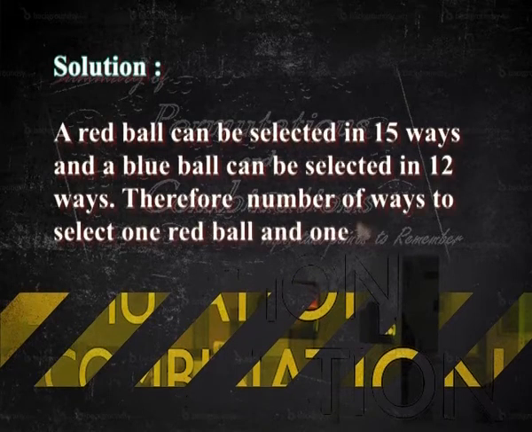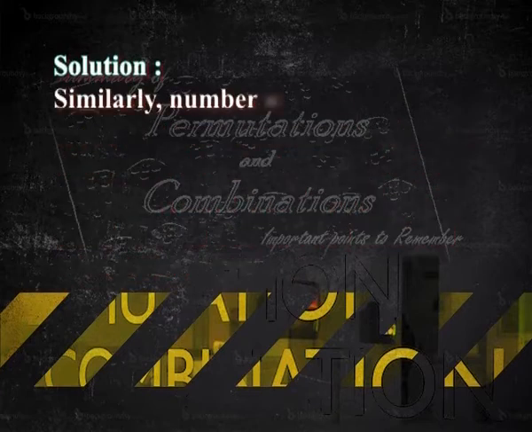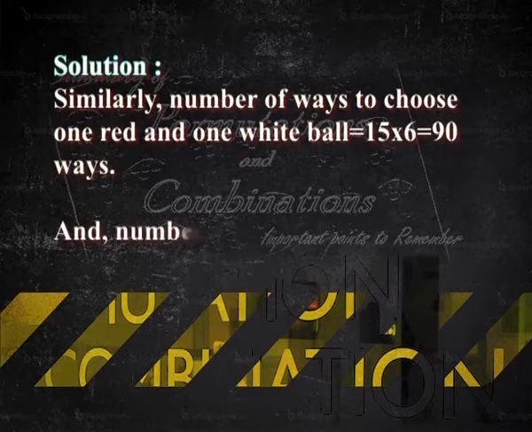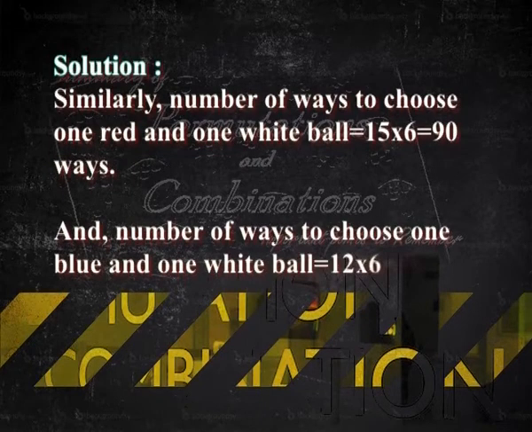Therefore, the number of ways to select one red ball and one blue ball will be 15 into 12, that is 180 ways. Similarly, the number of ways to choose one red and one white ball will be 15 into 6, that is equal to 90 ways. And the number of ways to choose one blue and one white ball will be 12 into 6, that is 72 ways.